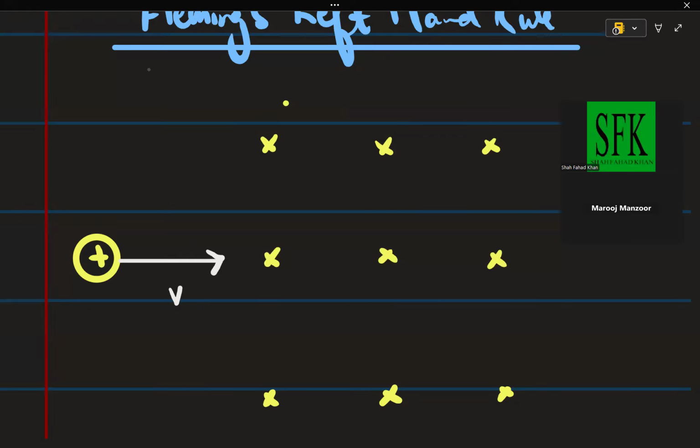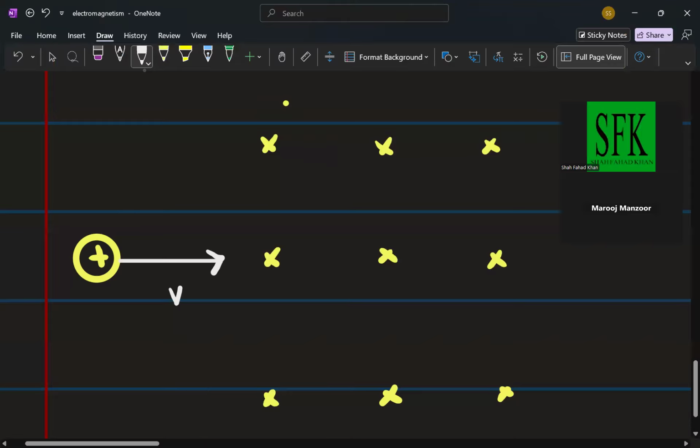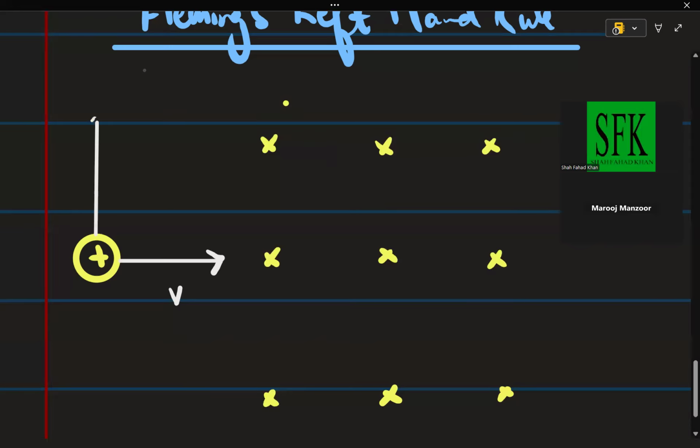Second finger represents the direction of the current, right? So the current would be flowing charges, right? So this charge is flowing to the right, isn't it? So where is the thumb pointing? Upwards, exactly. So that means the force that will act on this charged particle will be directed upwards. As it enters the field, the force will be directed upwards.